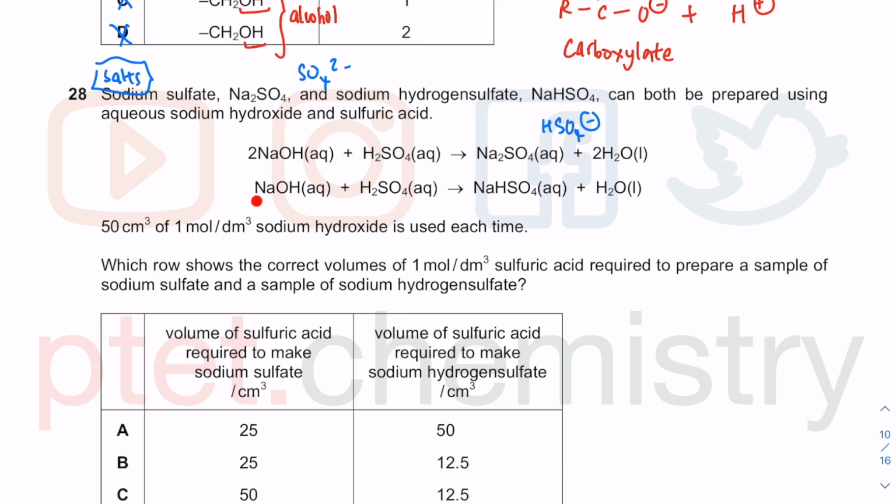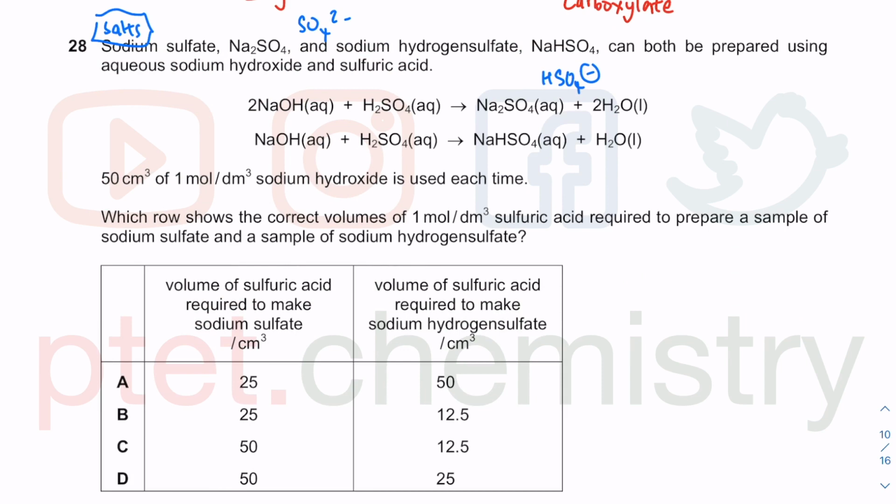If you have 1:1, then you're just going to take away 1 H+, and therefore you form 1 water. If you have 2 moles of NaOH to 1 mole of sulfuric acid, 2 of the OH- can take 2 of the H+ to give you 2 moles of water, and therefore giving you the sulfate salt.